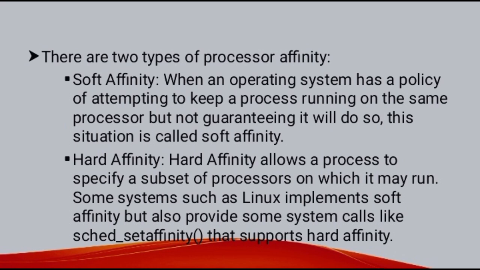Processor affinity comes in two flavors. One is soft affinity and another is hard affinity. Soft affinity: the OS tries to keep a process on the same CPU for performance reasons, but it's not a strict rule. The process might move to another CPU if needed. Next one is hard affinity. The process is guaranteed to run only on a specific set of CPUs. The process itself can specify which CPUs it's allowed to run on. This offers more control but can also limit scheduling flexibility.